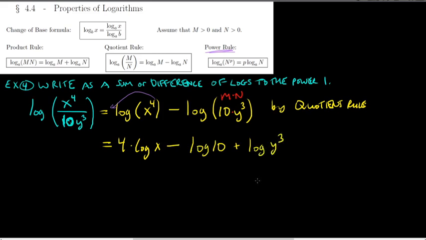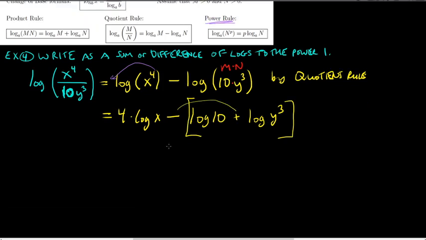Okay? All right. Now this is also wrong. Why is this wrong? Because you're subtracting the whole thing here. We need parentheses or brackets around this. So even though this is a plus, we're going to distribute the negative sign, and that's going to give us 4 log x minus the log of 10 minus the log of y cubed.